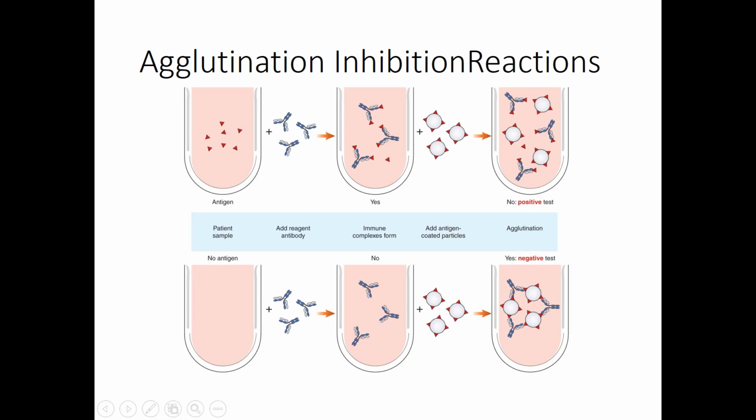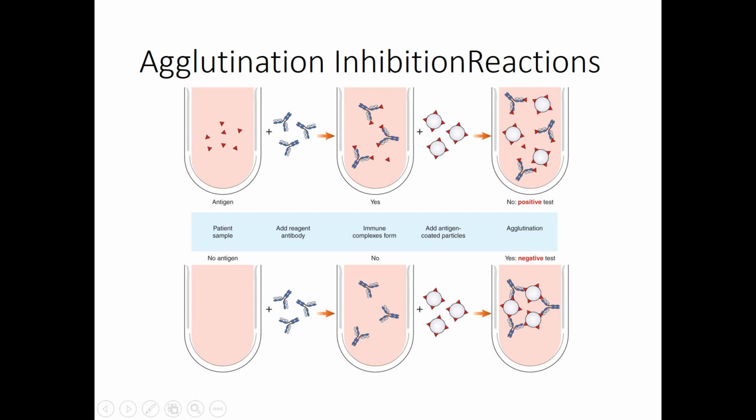We're going to add a reagent antibody for what we're looking for. Again, it might be for hepatitis B, it might be for measles or mumps. We're looking for the antibody to that specific antigen. And the antigen and antibody bind together, right? The antigen takes up all the binding spots here.